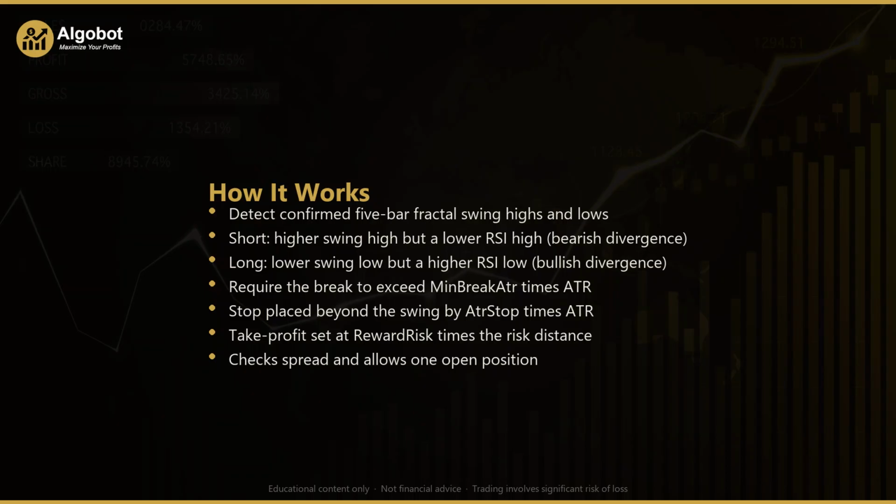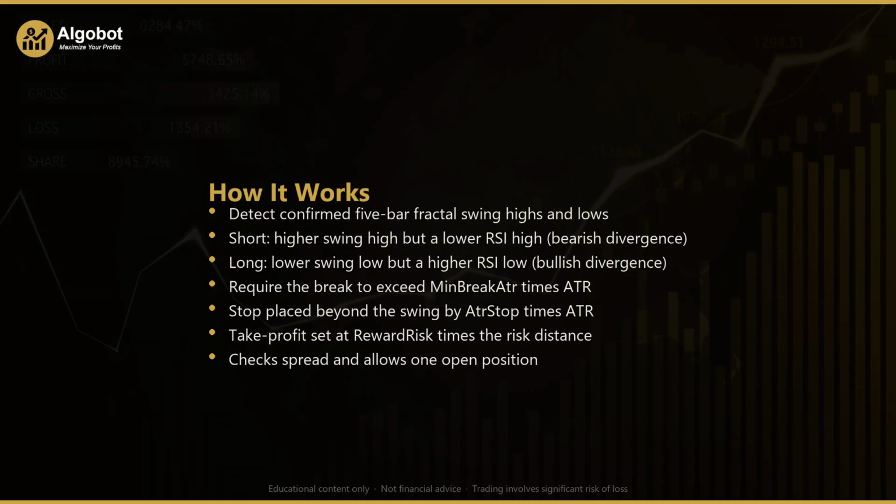The long side mirrors this exactly. Each new swing low is compared with the previous swing low. Price makes a lower low, but the RSI prints a higher low, which is bullish divergence. Once the new low clears the previous one by the required ATR-based distance, the strategy signals a buy.